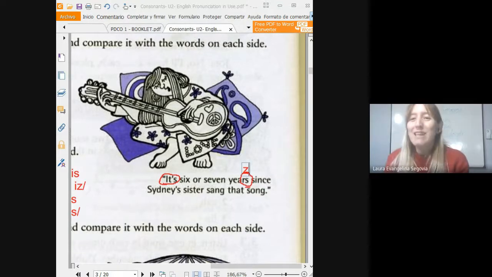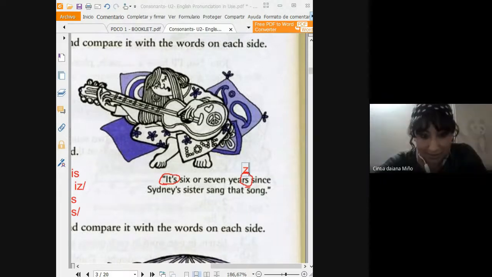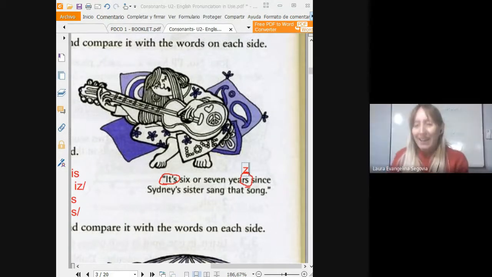Okay. Now say it faster. It's 6 or 7 years since Sydney's sister sang that song. Okay, that's better. Be careful with the th sound there in the middle. It's okay. Good. It's Sydney, no? Sydney. Yes, Sydney. Good. Thank you, Queen.